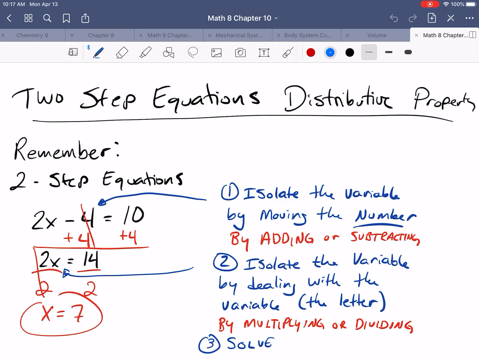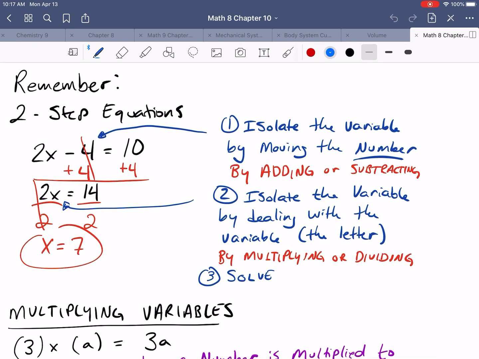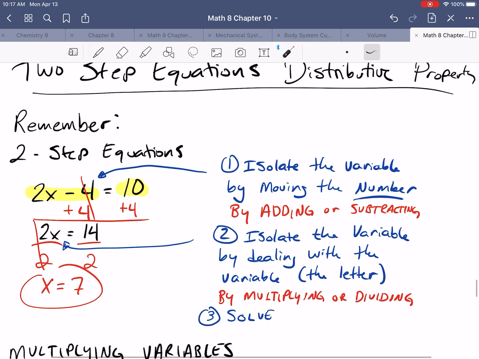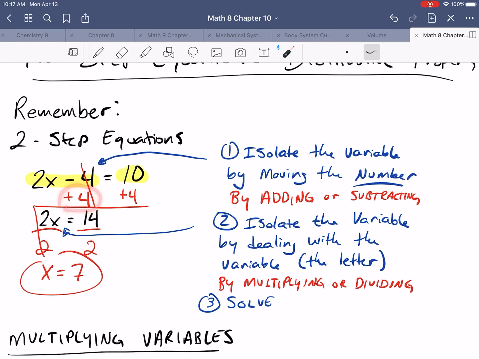So two-step equations. This is what we were doing last week, and simply we have 2x minus 4 on one side of the equal sign equals 10. It's been a bit now, so we want to remember that what we get rid of first is always the plus or the minus. This minus 4 needs to be dealt with first, so we add 4 to both sides so that we can cancel it out. You have 2x equals 14.